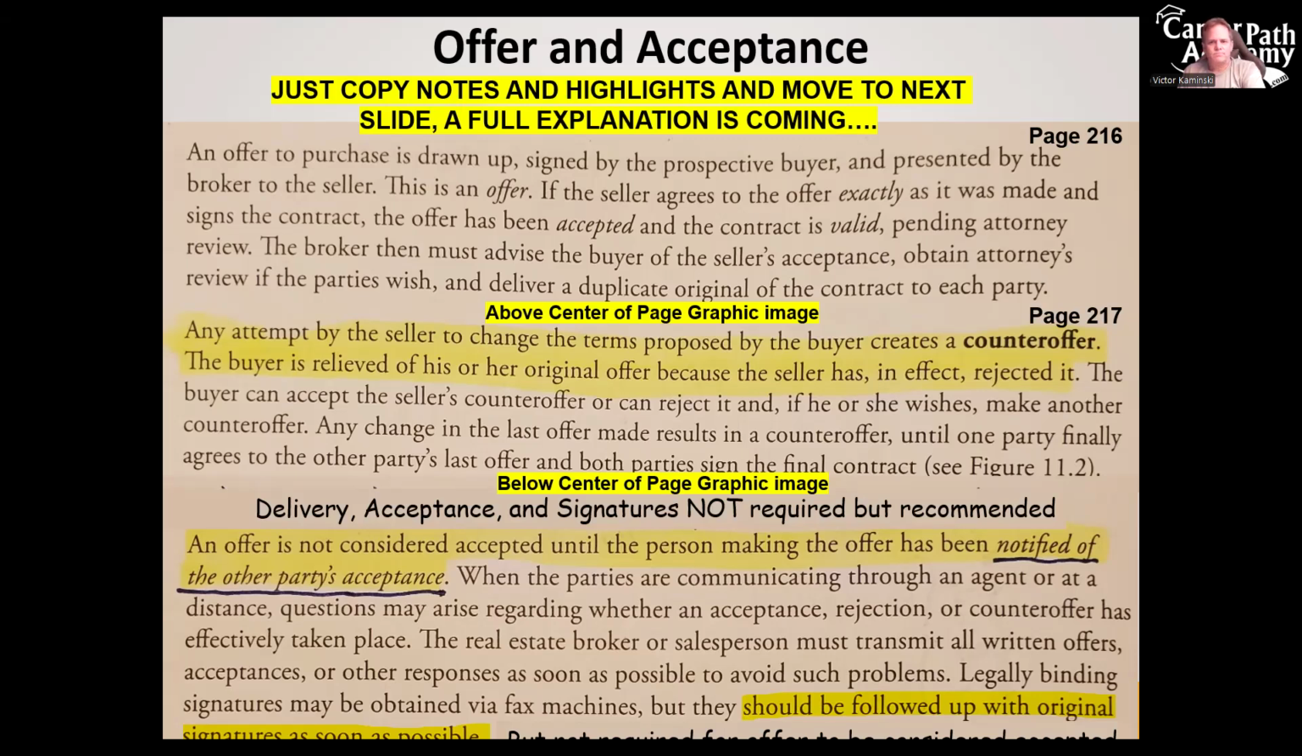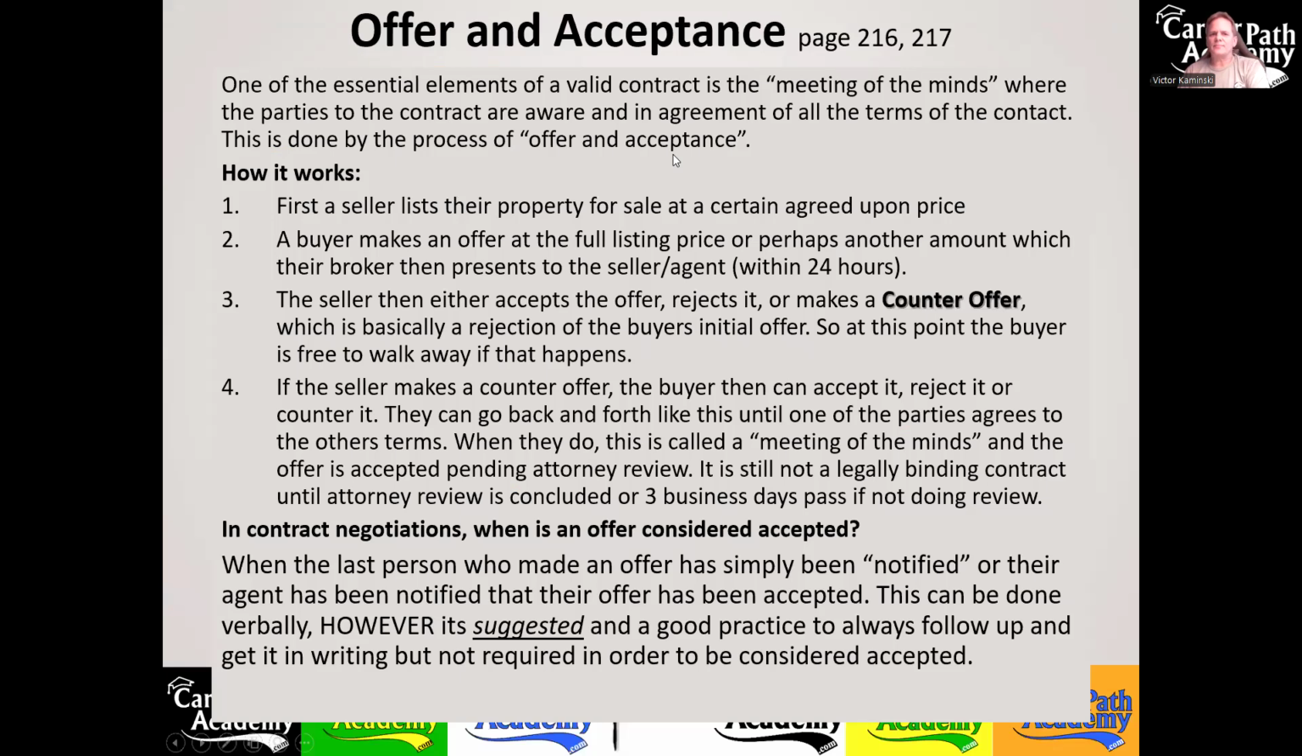All right. So offer and acceptance works like this. One of the essential elements, and this is my interpretation, my wording of it, the way I would have written it if I wrote the book, of a valid contract is a meeting of the minds. That's where the parties to the contract are aware and in agreement of all the terms of the contract. This is done by the process of offer and acceptance.